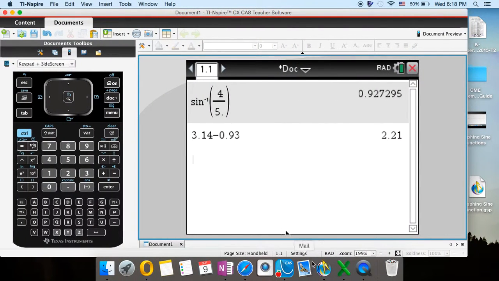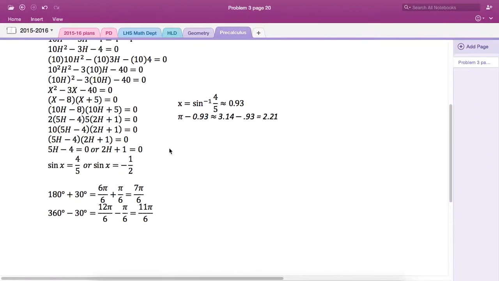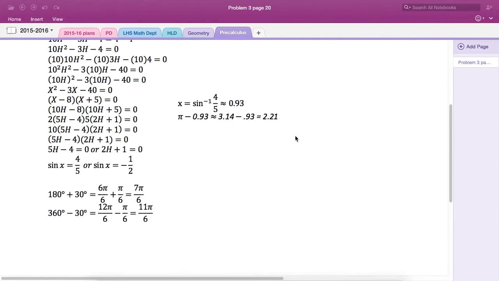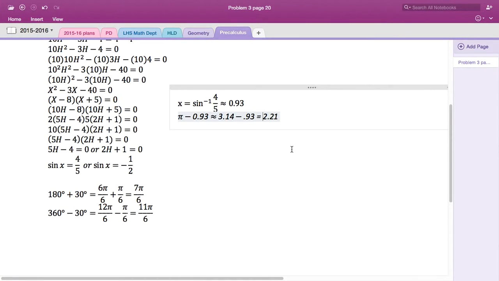So let's look at the other graph. The radian, or the arc length, from here to here is 0.93. Arc length from here to here is 2.21. And the arc length or radians from here to here, the third point, is 7 pi over 6, which is 7 times 3.14 divided by 6, and you get whatever. And the fourth point is 11 pi over 6. So if you go around from here to here, it's 11 pi over 6, and that's the solution.